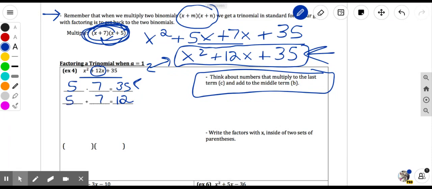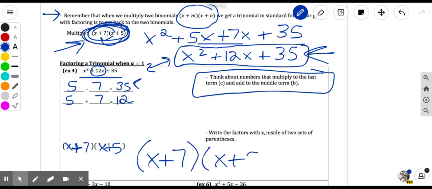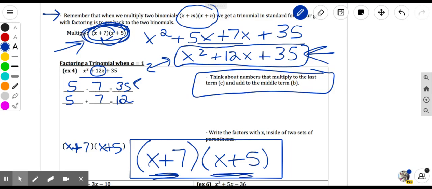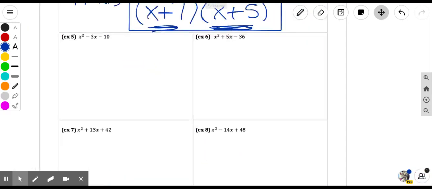And so what you do is you write your factors in parentheses with an x because again, you want it to look like this. So you're going to have x plus 7 and x plus 5. I don't know why this plus sign isn't working. There we go. So that would be your final answer. X plus 7, x plus 5. This is what your answer should look like. You should have two binomials. Binomials are two terms. This is one binomial. This is the other binomial. So you should have two sets of binomials in parentheses. So there's our first example. We have 4 more examples, and then you guys are going to try some.